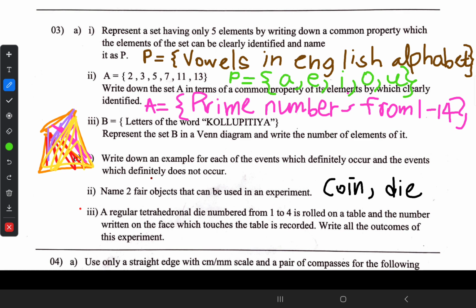We have to write all the possible outcomes of this experiment. Possible outcomes are 1, 2, 3 or 4. These are the only possible outcomes for this event. When you roll it, there are only 4 numbers, and one of them will be our answer. One will touch the surface of the table. So these are the 4 outcomes.